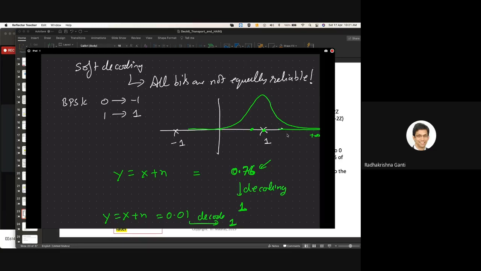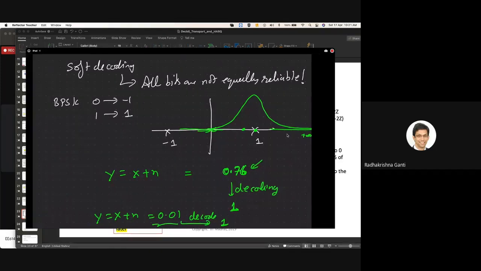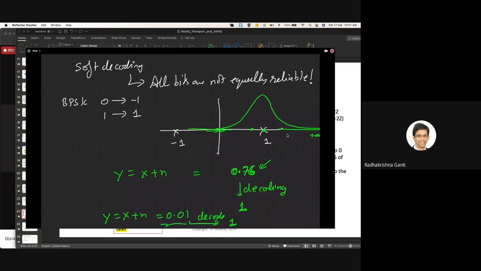Does it make sense? Yes. Okay. So there's a chance that this 0.01 could have also been -1, which has just moved to the other side. So the values that come close to 0, your confidence is low, whereas the values that are away from 0, your confidence is high. But when you hard decode it, both of them show 1. At that point, you lose this confidence about that bit.